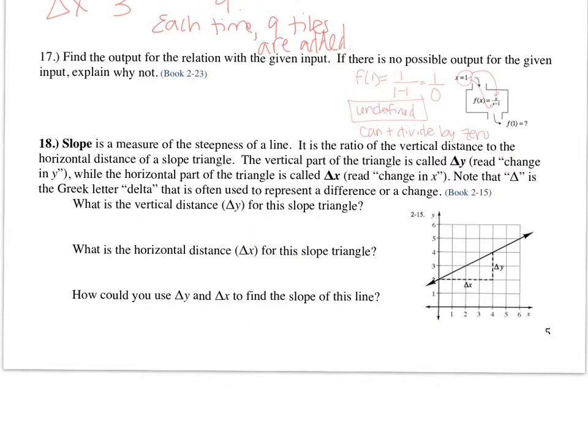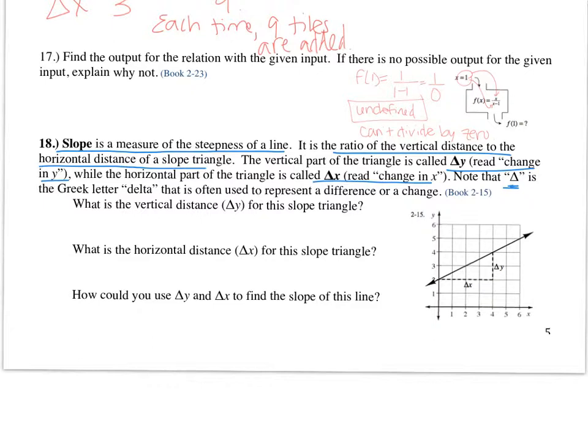In number 18, slope is a measure of steepness of a line. So this is something that you may have heard prior to coming to this class. It is the ratio, so that means fraction, of the vertical distance to the horizontal distance of a slope triangle. So the vertical part of the triangle is called delta y, or change in y, while the horizontal part of the triangle is called delta x, or change in x. Note that that little triangle, that is delta. It's a Greek letter, and it's often used to represent a distance or a change.